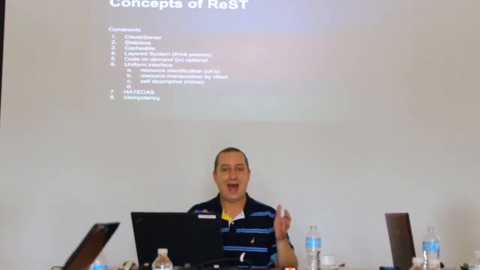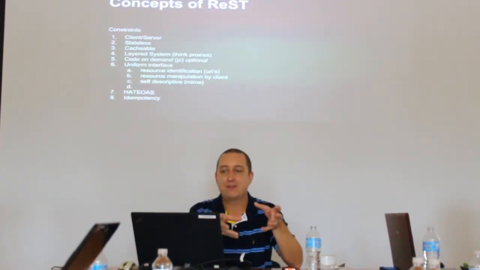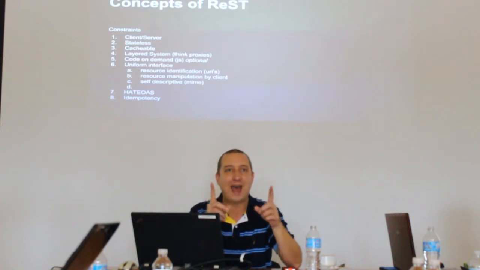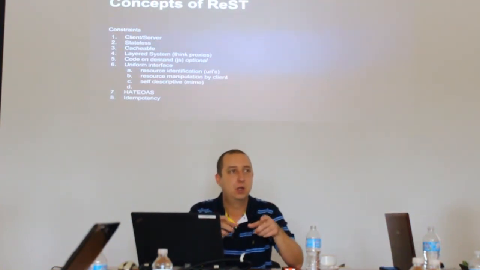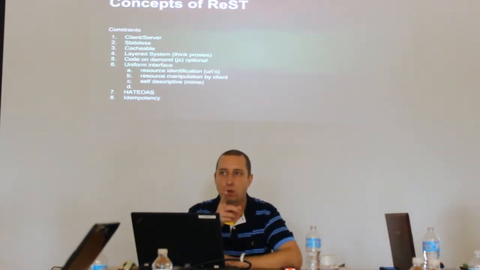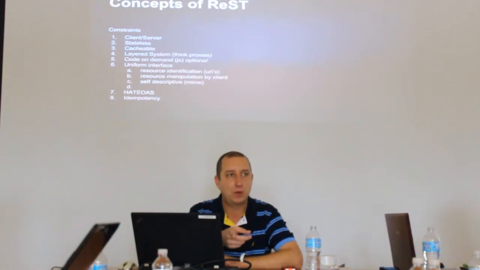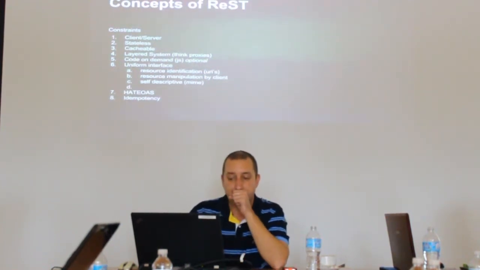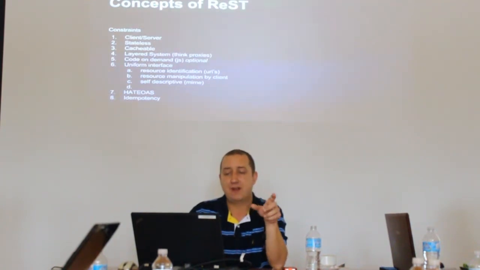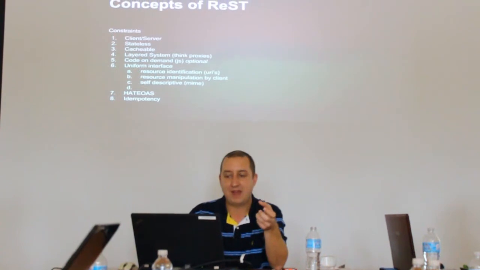www.google.com/home. That resource is a URI, and that is unique to that page. No other site in the world can claim that they have that resource. That resource is owned by Google, and Google has it, and they maintain it, and that's the home resource of google.com. Also, for the uniform interface, a client has to be able to manipulate those resources if they want.